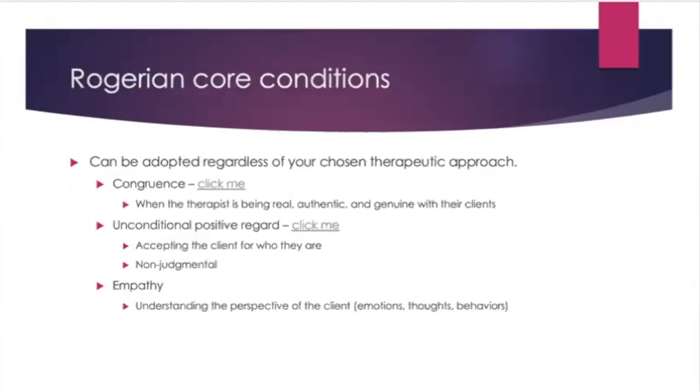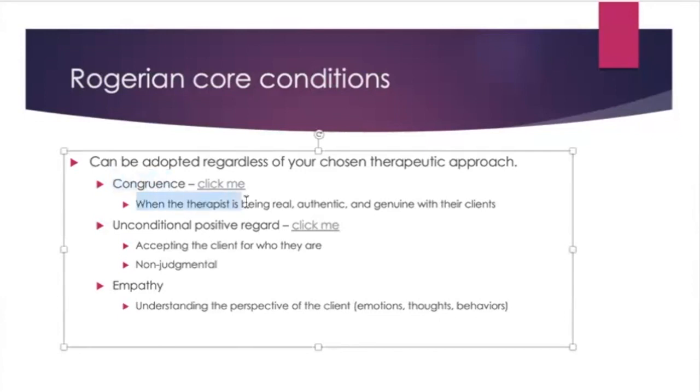And in addition to that, Carl Rogers came up with three core skills that are important for counseling. We call them Rogerian core conditions. So the first one is congruence, when the therapist is being real, authentic, and genuine with their clients.